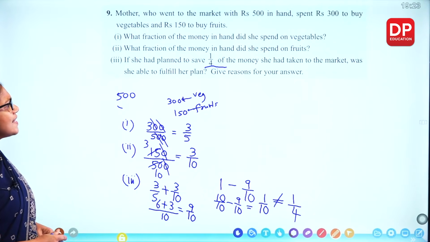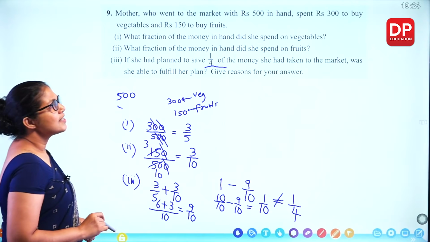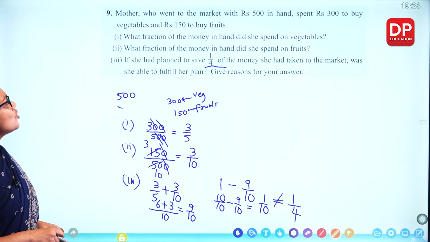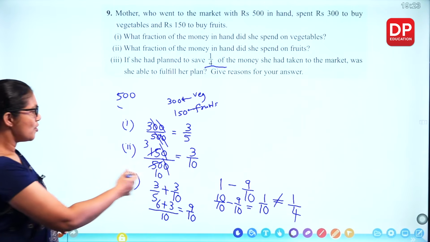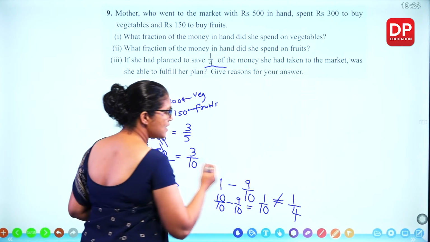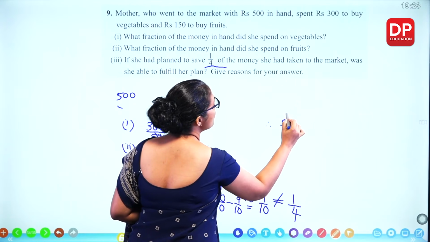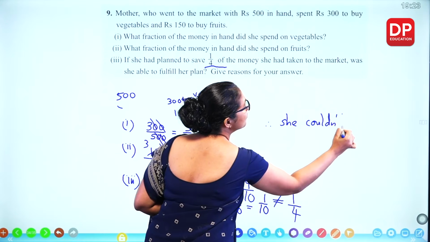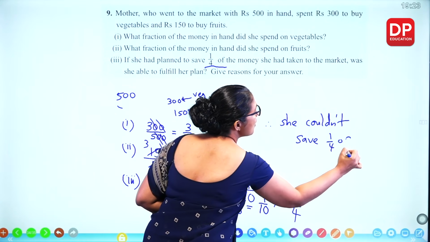So, what we can say? So, she couldn't save 1/4 of money. So, she planned to save 1/4, but she couldn't do that. So, you can write down this is not equal to this. So, therefore, she couldn't save 1/4 of money.